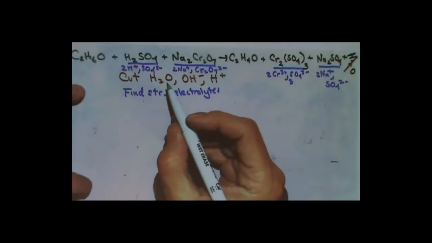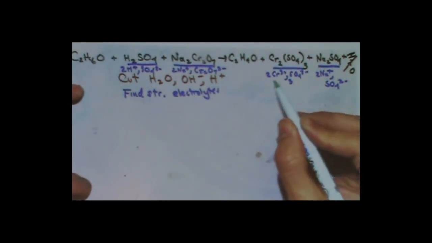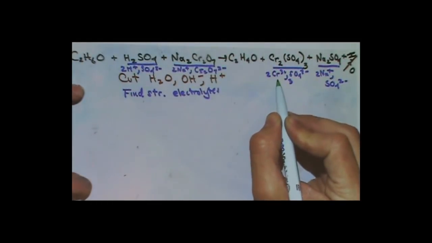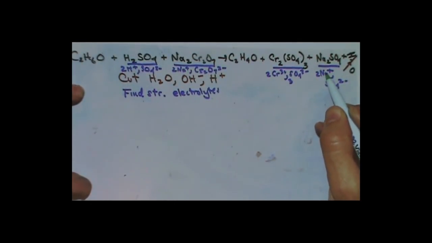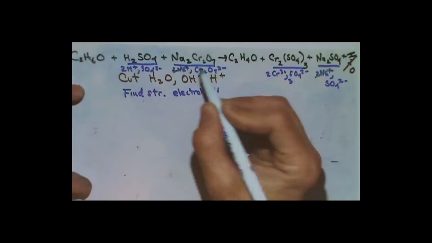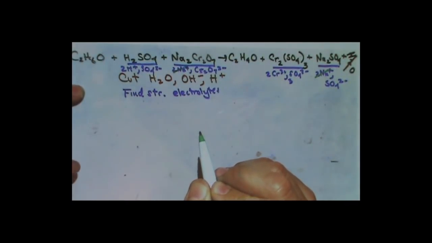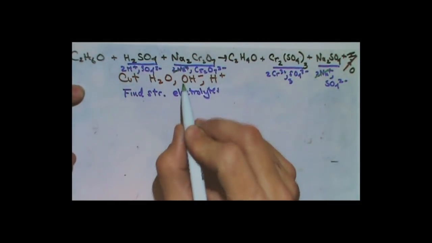All right, so what I'm going to do is cancel them. So the chromium doesn't cancel, for example, but the sodium does. I can dump a sodium on it, 2 sodiums on each side. Now I've got to remember to add the sodium back later.